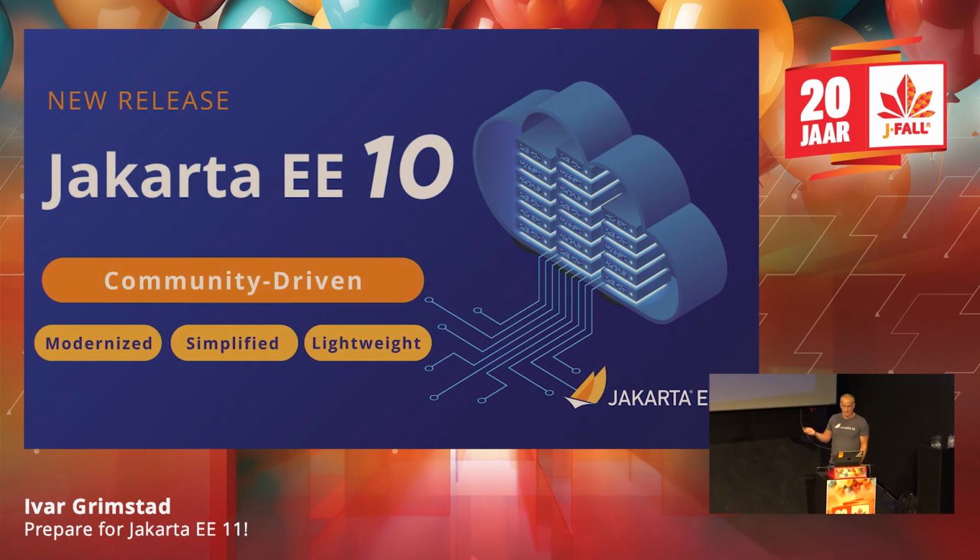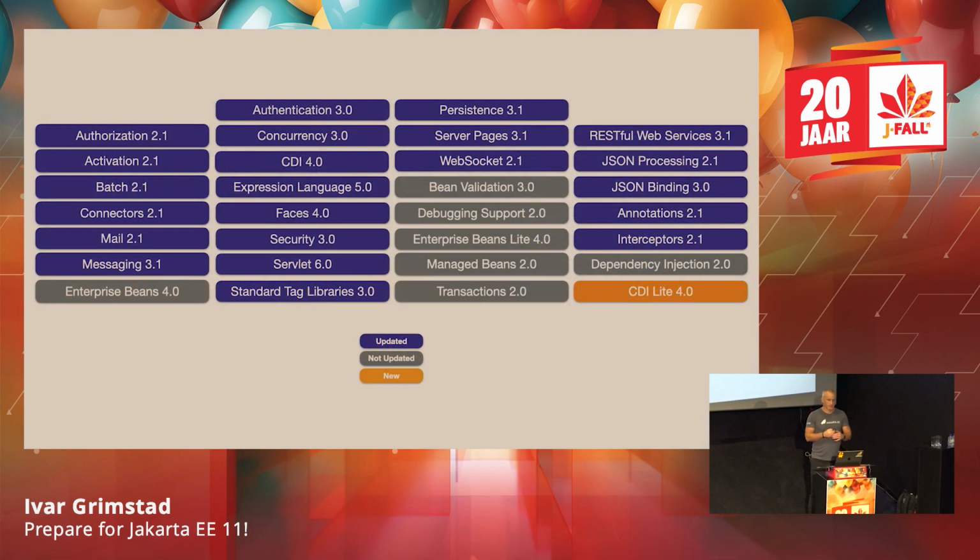As I said, Jakarta EE 10 came out in September last year, so it's a little bit more than a year old. Jakarta EE 10 had all these updated specifications. The blue ones here are the updated specifications, so you can see most of them got some updates. There were refinements here and there, and some new cool things in some of them. The new specification was CDI Lite, which is not a specification on its own. It's actually just a subset of CDI, but to show that it is part of Core Profile, we put it there as a separate specification.